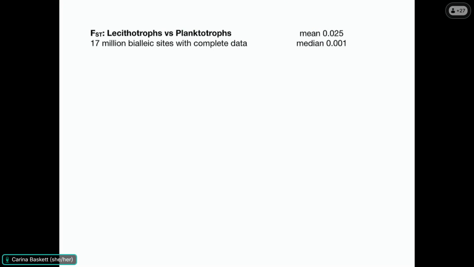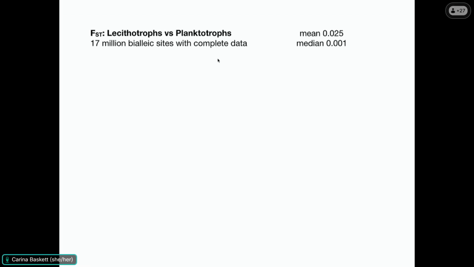The mean is 2.5%, and the data set that we're looking at here is 17 million biallelic SNP sites that have perfect data that is confident in genotypes in each of the 83 individuals. And I'll tell you that the genome as a whole has something like 100 million variants. And so we're filtering the data incredibly stringently here just to look at things that are perfectly genotyped. That means that we're going to miss a lot of stuff. If there's segregating indels, we're not going to be seeing those things. If there's places that have read mapping challenges, we're not going to see those.